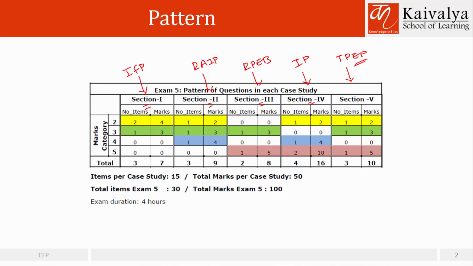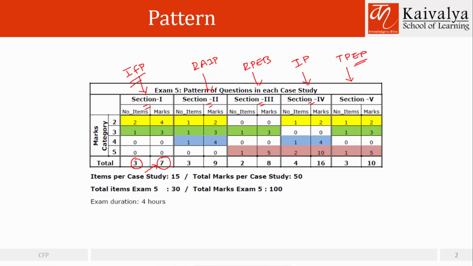Now understand, Introduction to Financial Planning has a total of 3 questions in one case study and it carries 7 marks. So in the earlier video I highlighted that Introduction to Financial Planning is indeed very important. So this is the case. Further we can see from RAIP something very interesting.